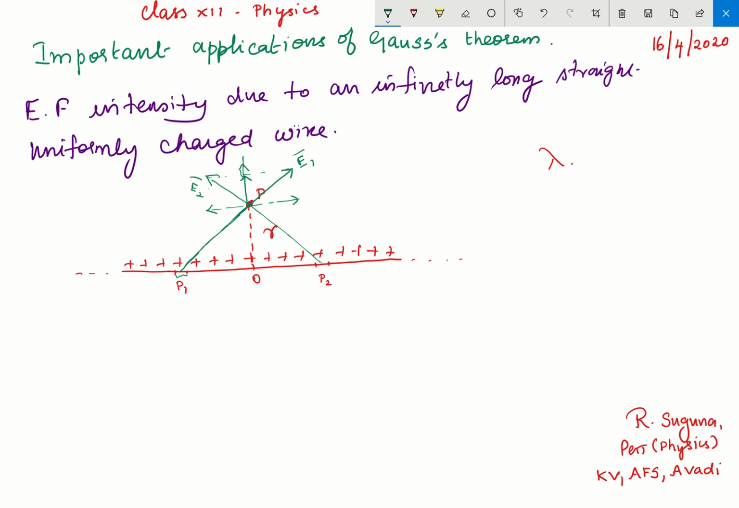But if I am resolving it, towards the right, this one and this are equal and opposite, therefore they cancel each other. So what will be the net electric field? The net electric field will be in this direction. Are you following? This is the direction of the electric field at P due to the elements P1 and P2. Okay, right.